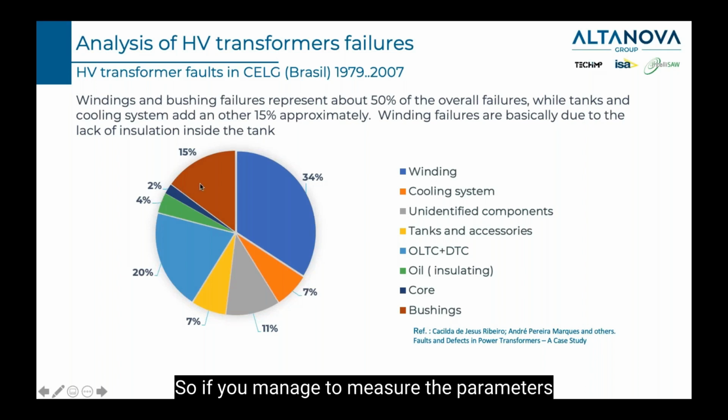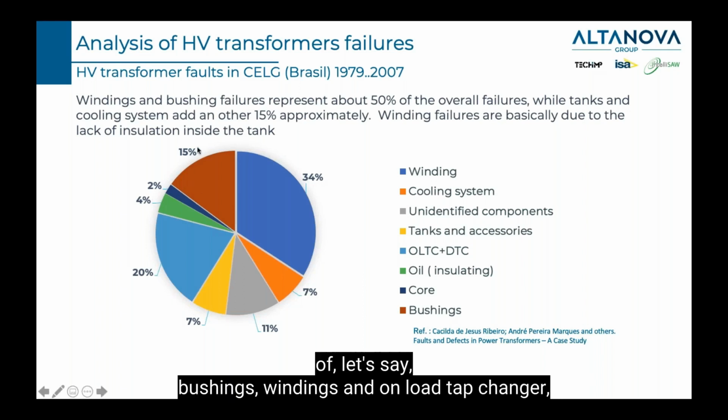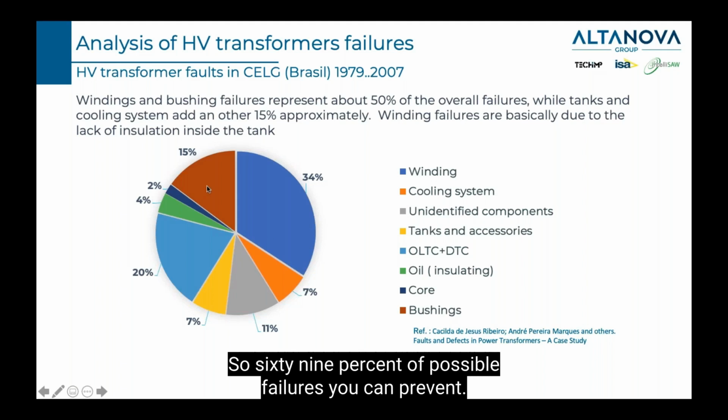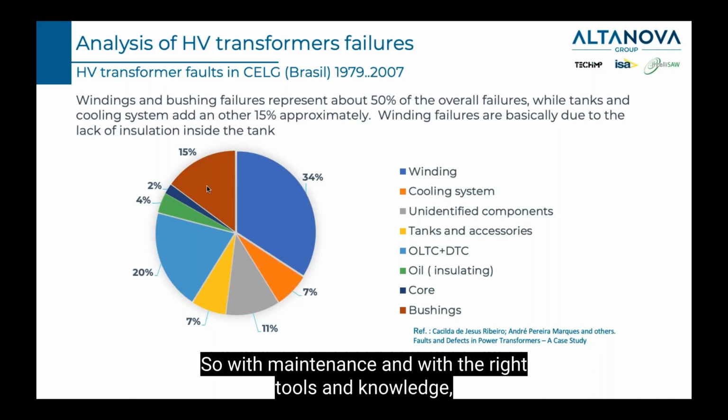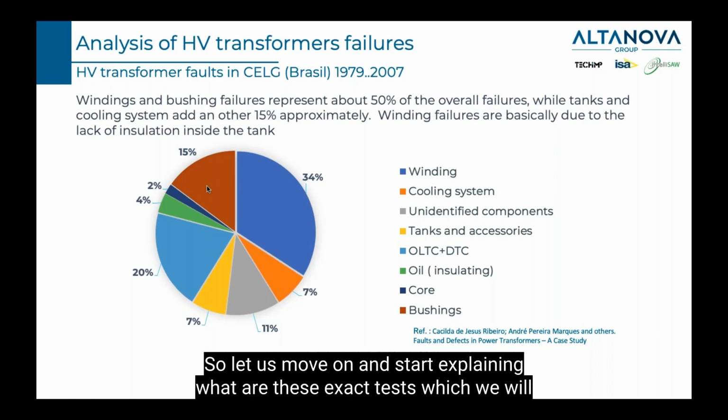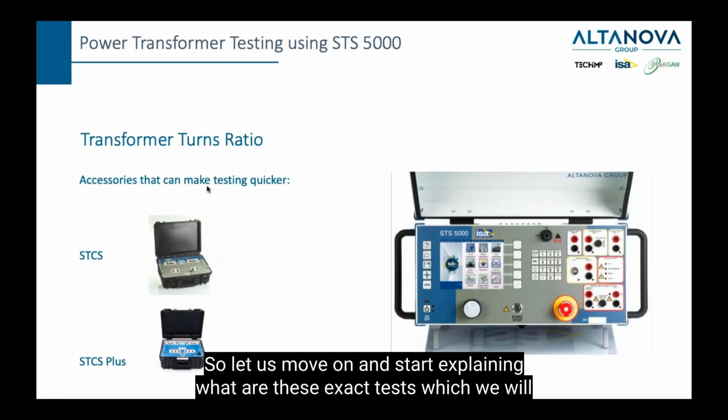So if you manage to measure the parameters of, let's say, bushings, windings, and on-load tap changer, you are already at 20, 34 would be 54, 69. So 69% of possible failures you can prevent. So with maintenance and with the right tools and knowledge of how to use those tools, you can simply make your transformer live longer.